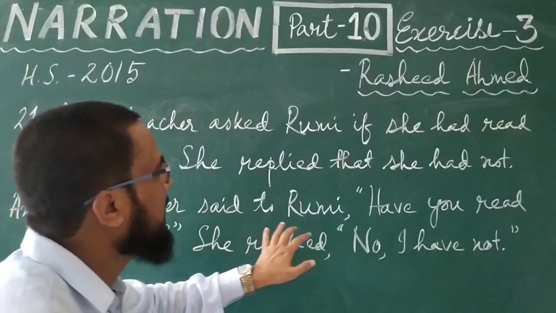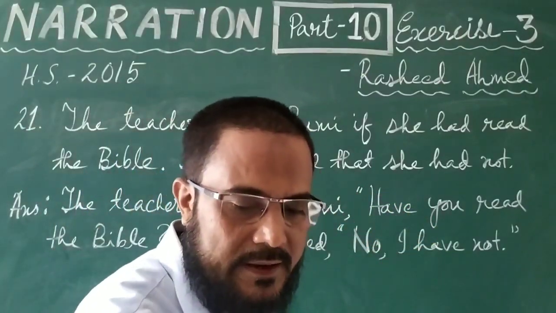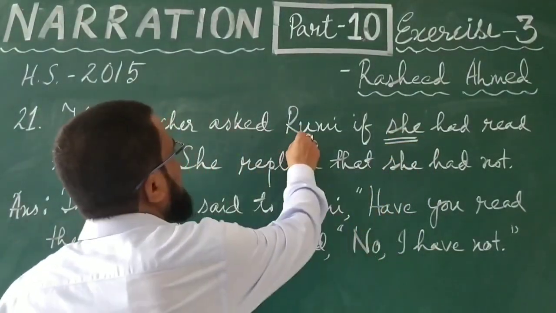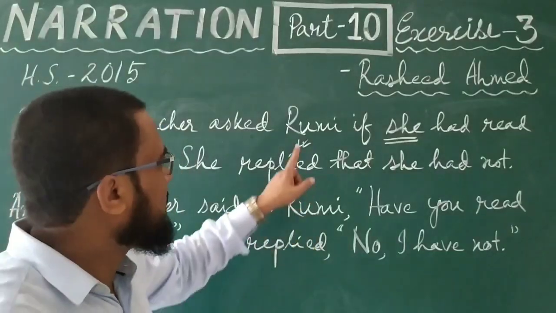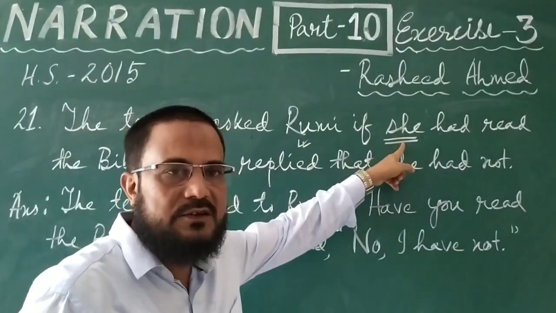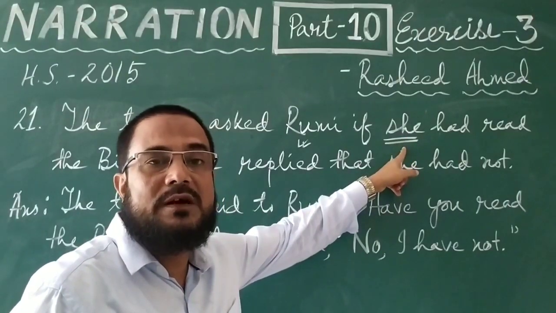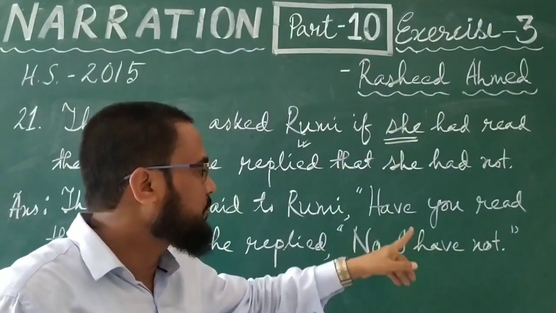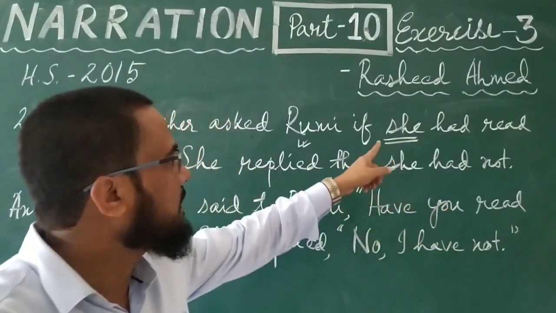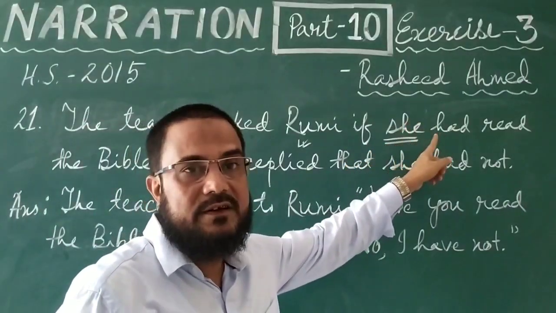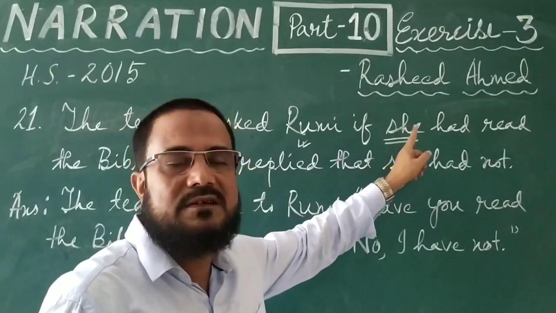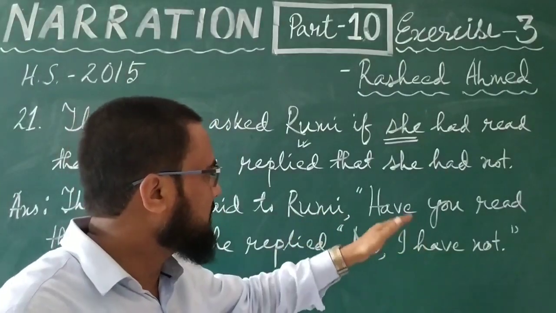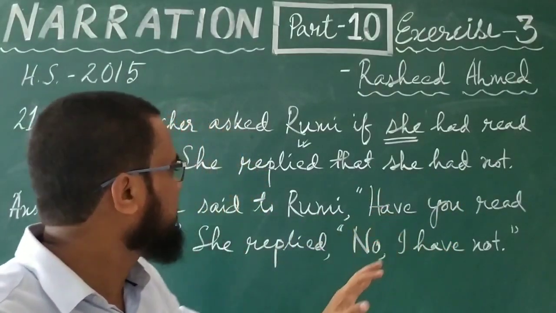The teacher said to Rumi, have you read the Bible? This "she" became "you", because this "she" is linked with the object of the reporting verb, Rumi. And when the object of the reporting verb is used in indirect narration, it means in direct narration it was a second person word, it was "you". So in present perfect tense you will have the auxiliary "have", and the auxiliary will come before the subject: have you. Here in the indirect narration it is "she had", not "had she", because in indirect narration the sentence is written in assertive form, but in direct narration we will write it in interrogative form. So the auxiliary will come before the subject. Have you read the Bible?